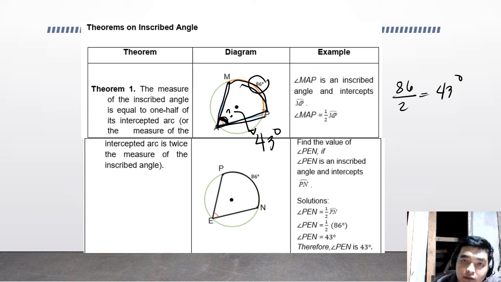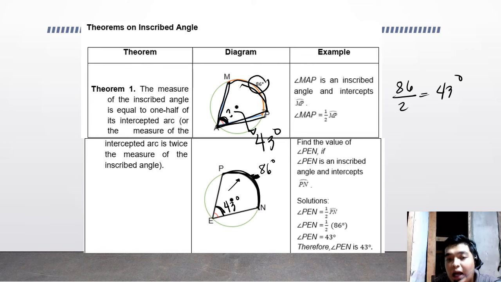For example, suppose we don't know that this is 86, but we know that this is 43. What's the measure of the arc PN? If the given is the arc, half of it is the inscribed angle. Here we have the given intercepted arc, so you just multiply 43 times 2, that is 86. If you're looking for the inscribed angle, take half of the intercepted arc. If you're looking for the intercepted arc, take twice the inscribed angle.